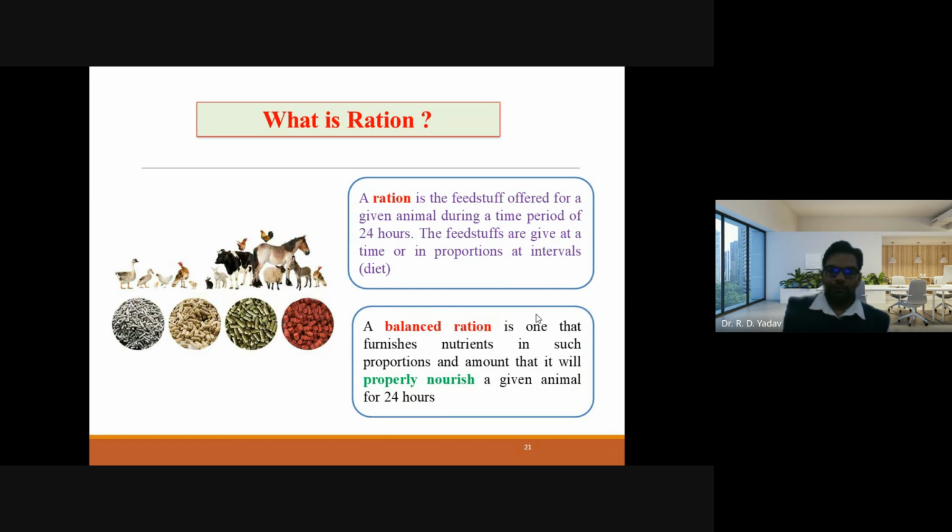So now the main part starts with the ration and balancing of ration. What is a ration? As we know, a ration is the feedstuff offered to a given animal for a time period of 24 hours. Then what about the balanced ration? A balanced ration is one that furnishes all the nutrients in such proportion and amount that it will properly nourish a given animal for 24 hours.